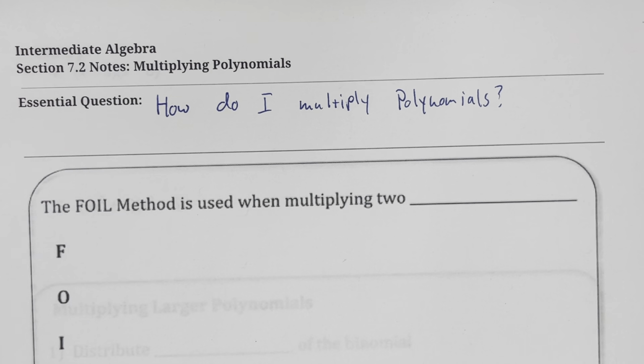All right, Mr. Emmett here for 7.2. Goal for today is going to be multiplying polynomials. Yesterday we added and subtracted, and now we're going to go on to multiplying.